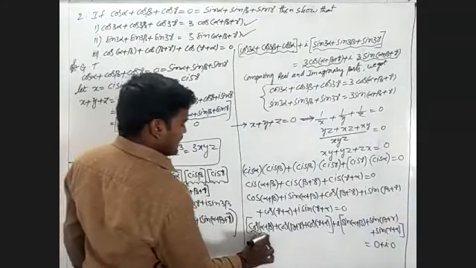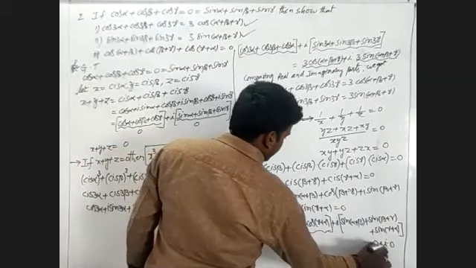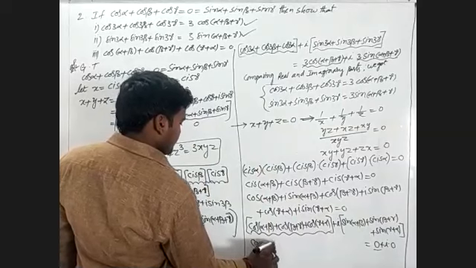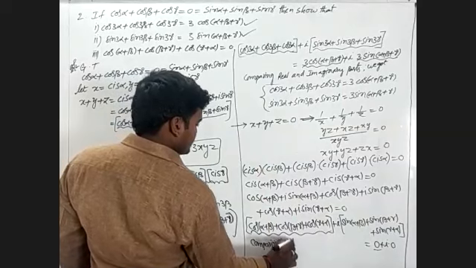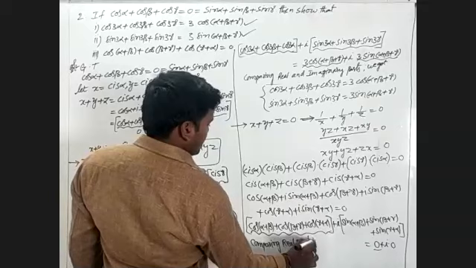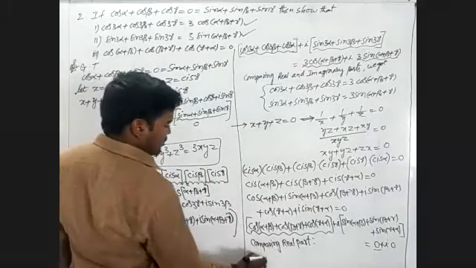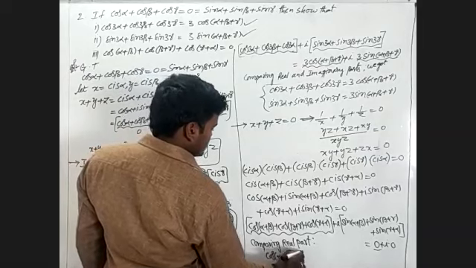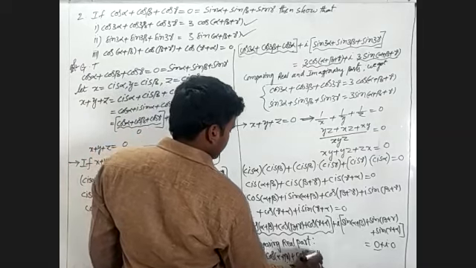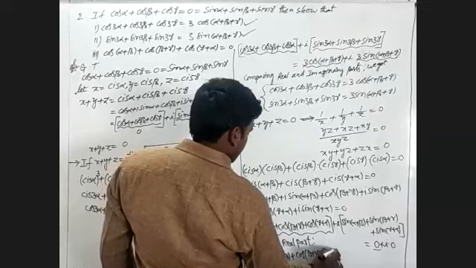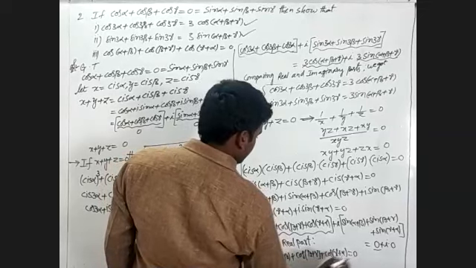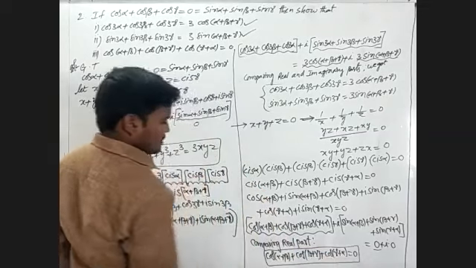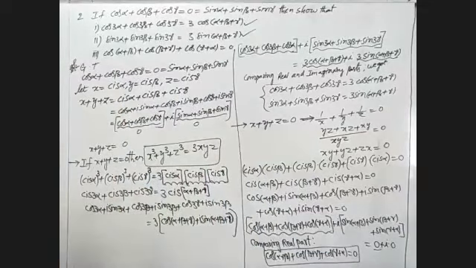Here we'll compare their real parts. Comparing the real part, what we have to write: cos of alpha plus beta plus cos of beta plus gamma plus cos of gamma plus alpha is equal to 0. This is the third proof.